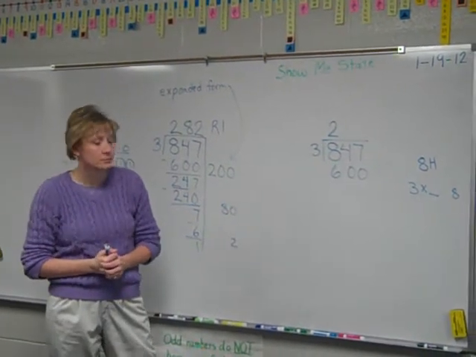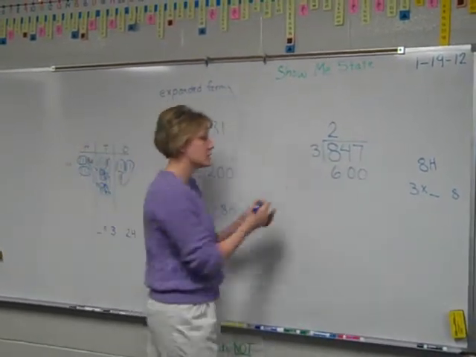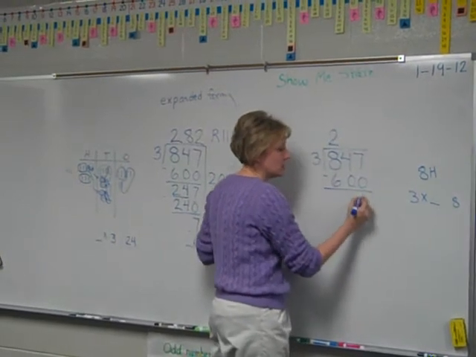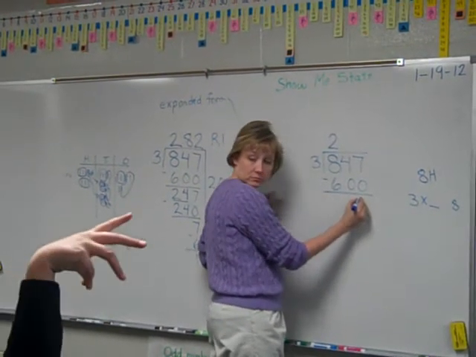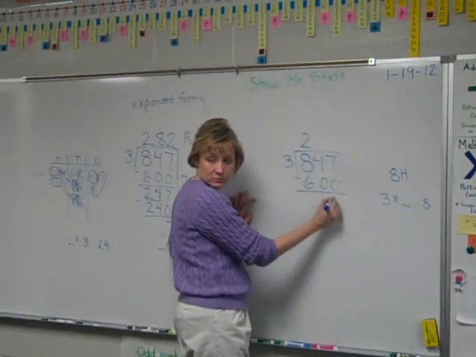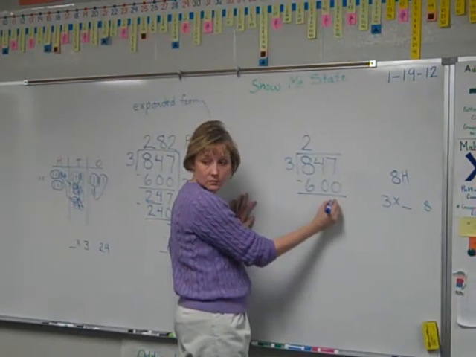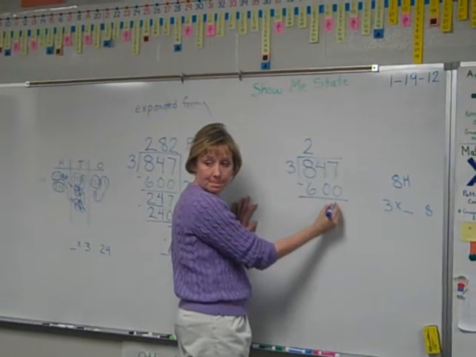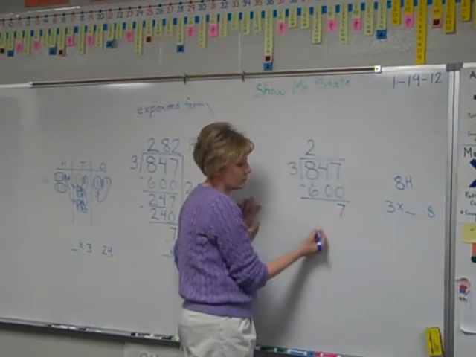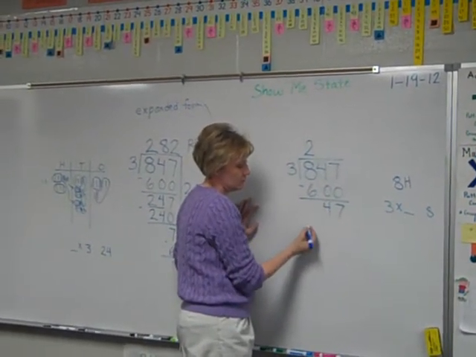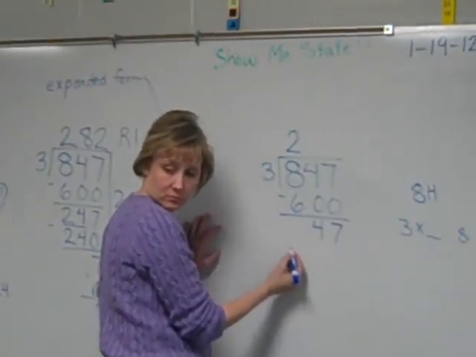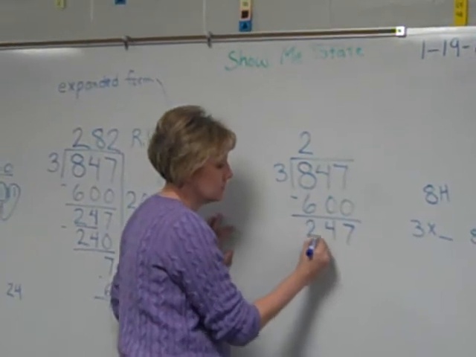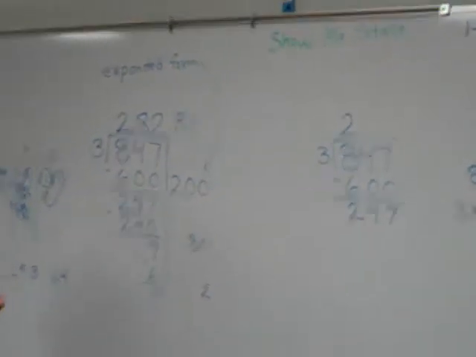How do I do that, Ariel? I subtract because I want to take that 600 out. So what do I have? Can you subtract for me? 7, 4, 2. Okay. Now let's stop for a minute.